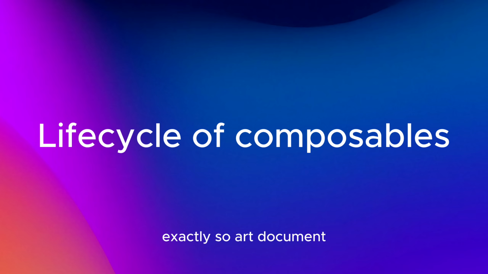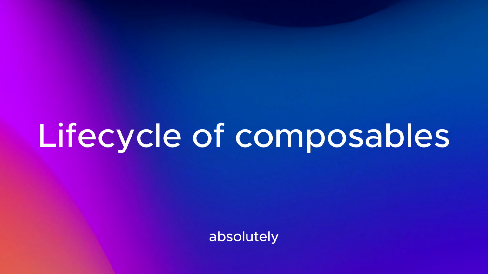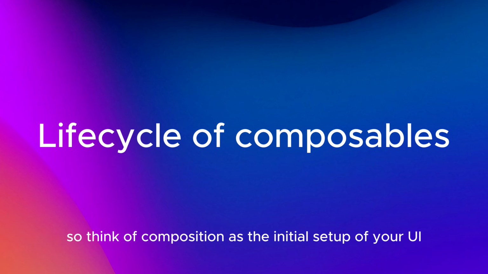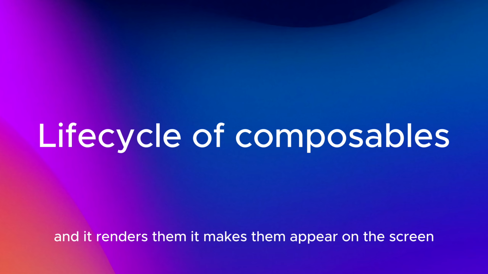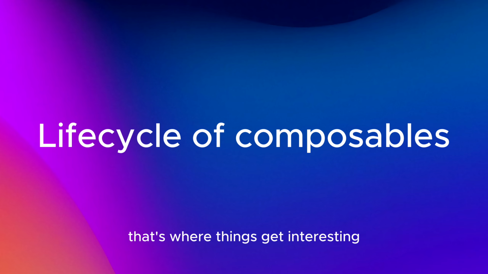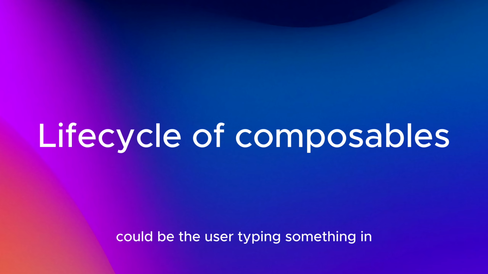Exactly. So our document jumps right into these terms, composition and recomposition. Yeah. And I've got to be honest, sometimes those words can sound a little intimidating. Exactly. Can you break those down for us in plain language? Absolutely. So think of composition as the initial setup of your UI. Compose takes all the code you've written, all those buttons and text fields, and it renders them, it makes them appear on the screen. Now, recomposition, that's where things get interesting. That happens when something in your app changes. Could be the user typing something in, new data coming in from the network, anything like that.